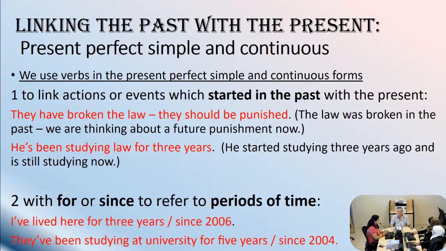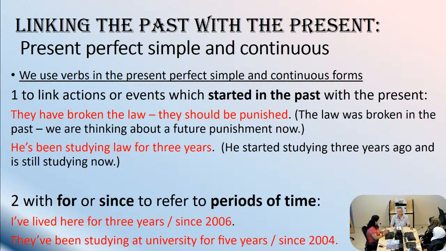To start with the tenses, and especially present perfect, simple and continuous. The first point is when to use perfect. We use the perfect to link actions or events which started in the past with the present. This is the present perfect. We use it to talk about something that started in the past till the present, so to link the past with the present.